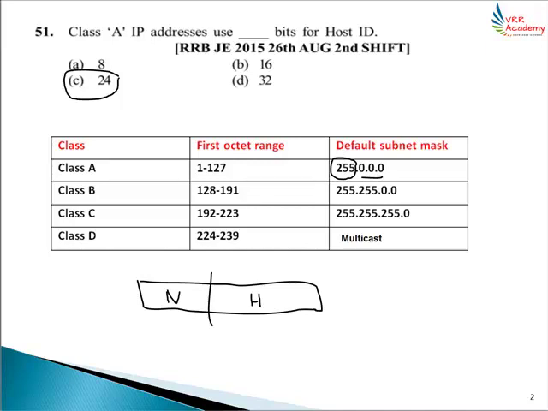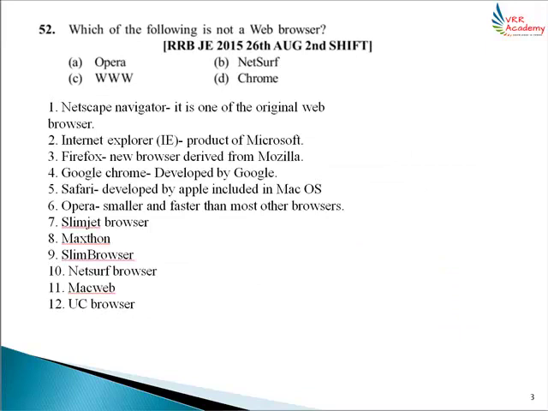Now the next question, question number 52. Which of the following is not a web browser? There is a big list of browsers given here, from Netscape Navigator to UC Browser, 12 different names. Opera is a browser, NetSurf is a browser, Chrome is a browser, whereas WWW, the World Wide Web, is not a browser. So the answer for question 52 is C, World Wide Web.